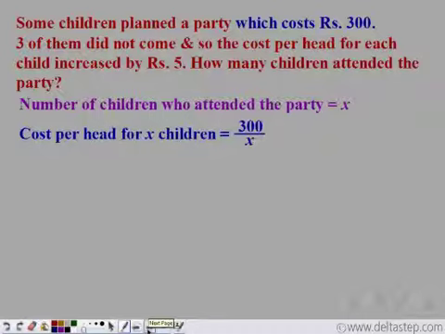What else is given to us? 3 of them did not come. That is, among the students who planned the party, 3 did not come. We know that X children came. That means, how many students planned the party? 3 more than X. That is X plus 3. So the number of children who planned the party is X plus 3.